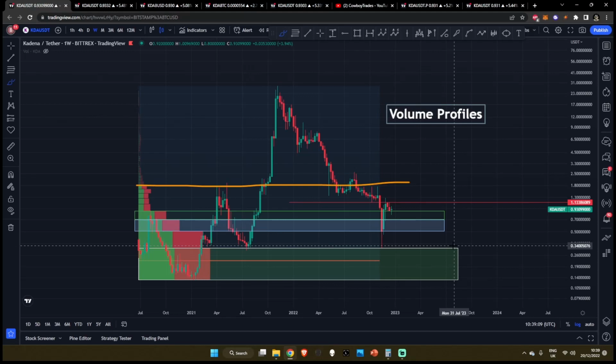So while I am bearish, and I do think we're going to continue breaking down, especially in the higher time frames, do be a little bit cautious while we are sitting in these volume profiles. We might be here for a little while before we come down to our 69 cent price target, which is of course our take profit for this KDA trade. So once again, just a quick update on the volume profiles.